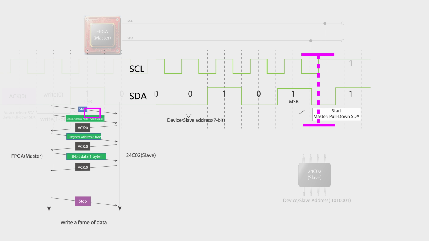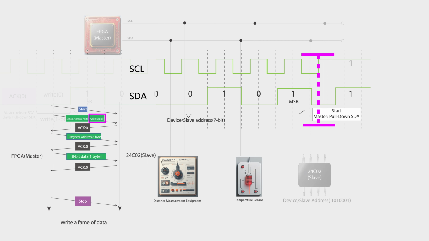Here, we suppose the device address of 24C02 is 1010001. Send the first 8-bit data from the master to the slave. The left 7 bits are its device address, and the last 0 means writing. The reason for setting the device address is that I2C supports multiple devices working on this bus. Thus, this device address is used to recognize the specific device.